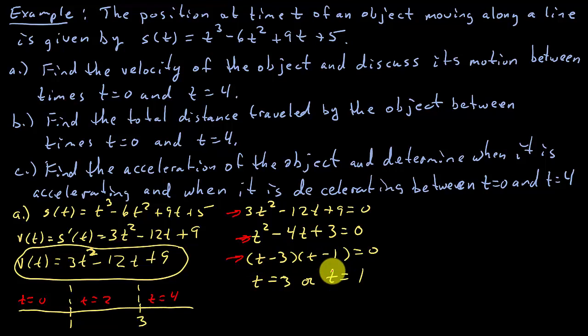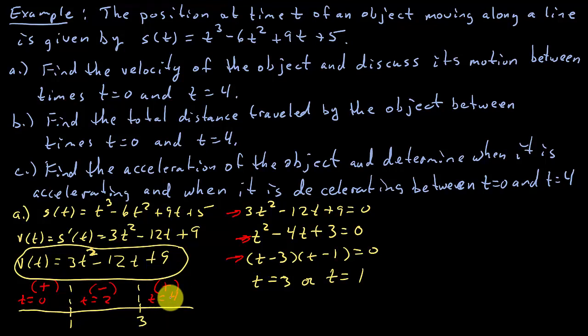Now, I don't really care about what the exact answer is. All I care about is whether it's positive or negative. So if I plug 0 in, I've got a negative times a negative. That's positive. And if I plug the 2 in, 2 minus 3 is negative, 2 minus 1 is positive, so a negative times a positive is negative. And if I plug the 4 in, 4 minus 3 is positive, 4 minus 1 is positive, so a positive times a positive is positive.